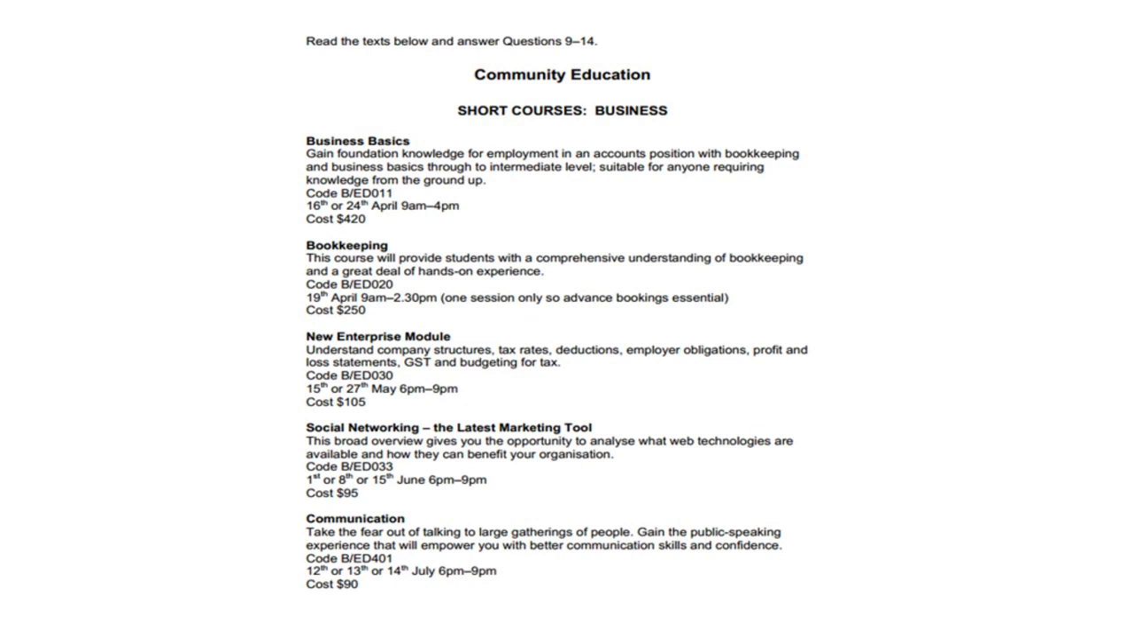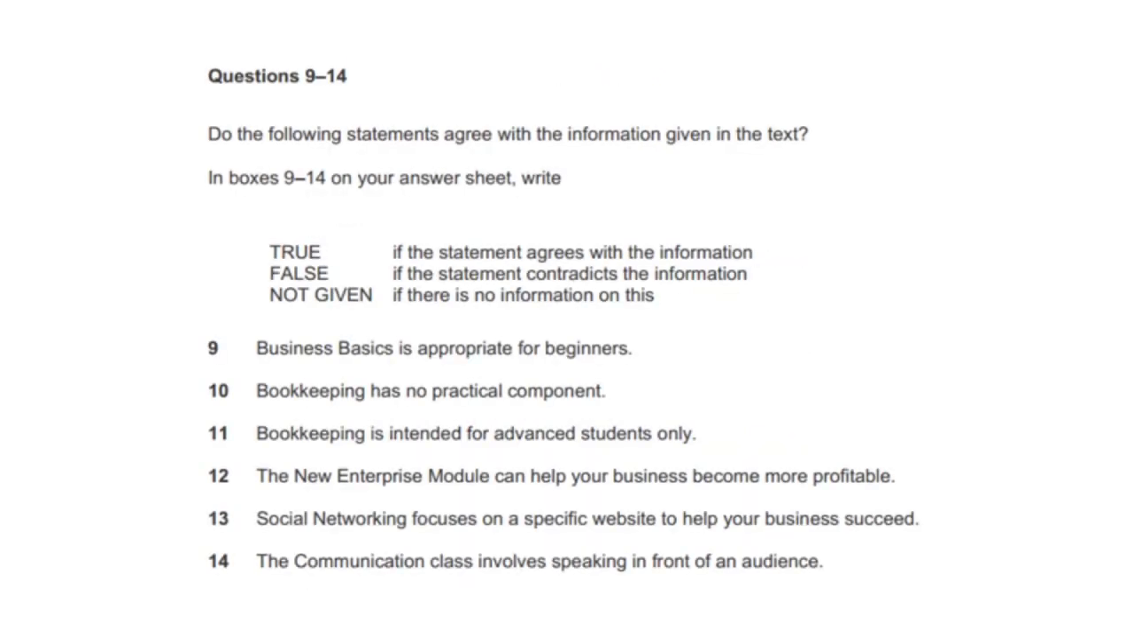Community education, short courses, business. So we have business basics, bookkeeping, new enterprise module, social networking, the latest marketing tool, and communication. Now let's look at questions 9 to 14. It says, do the following statements agree with the information given in the text? In boxes 9 to 14 on your answer sheet, write true if the statement agrees with the information, false if the statement contradicts the information, and not given if there is no information on this.